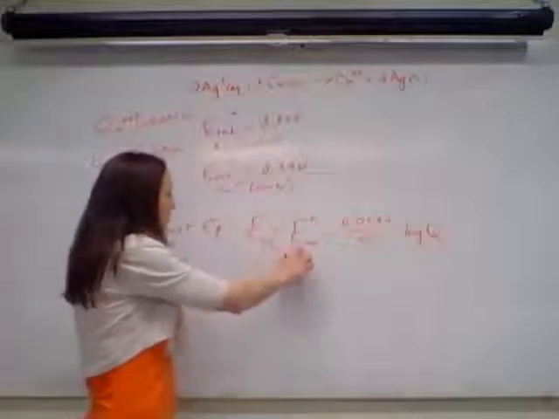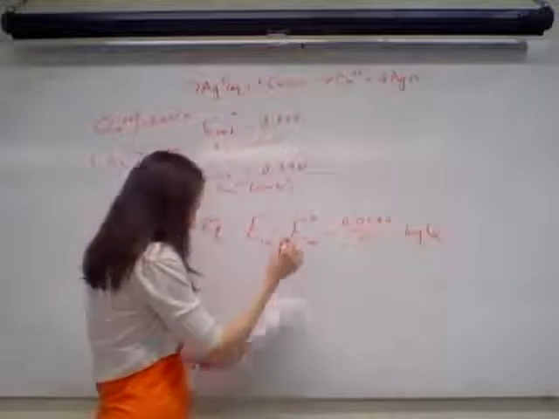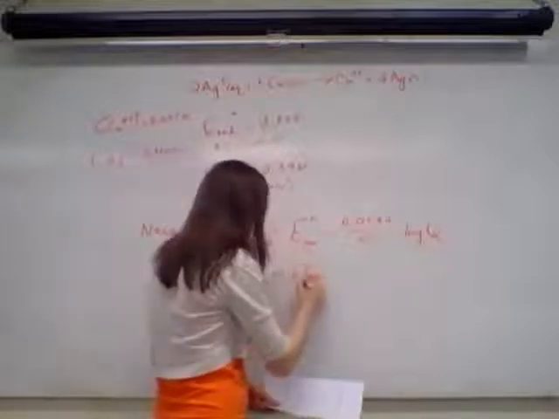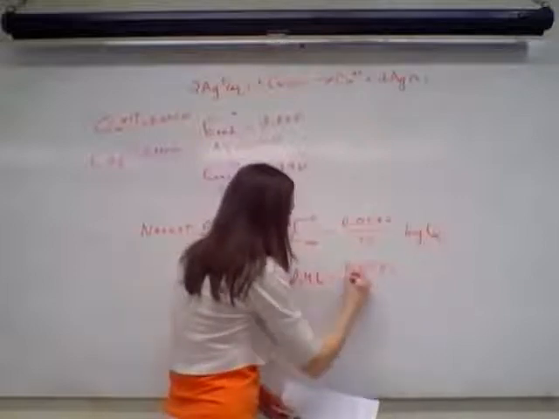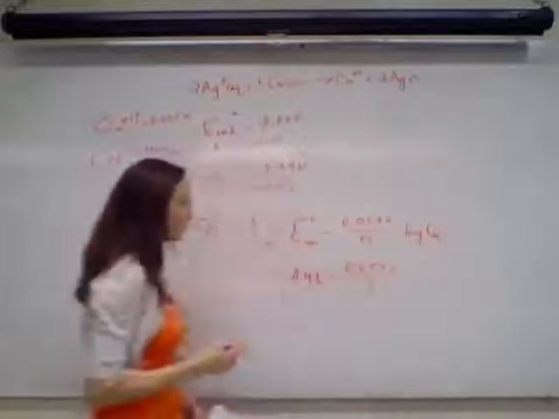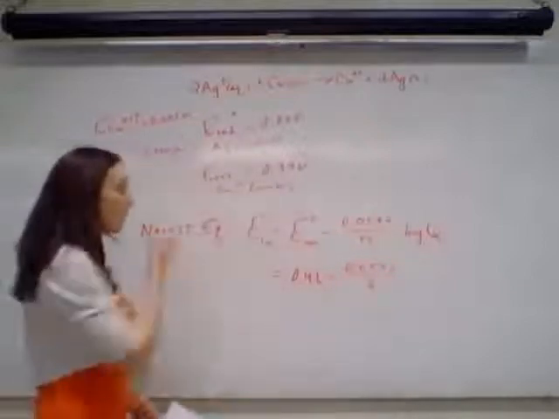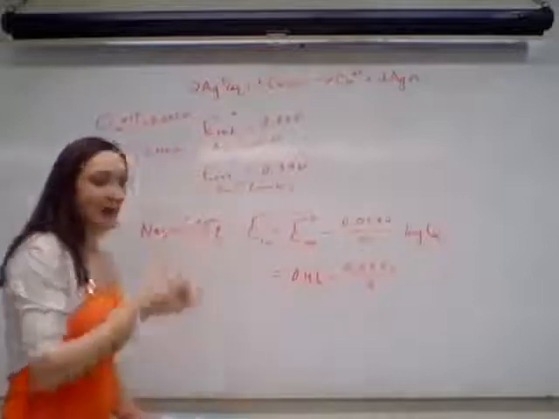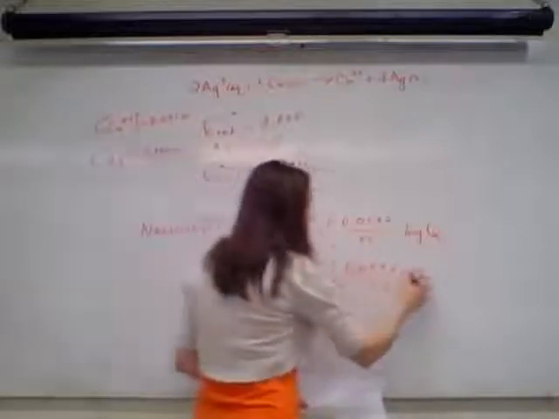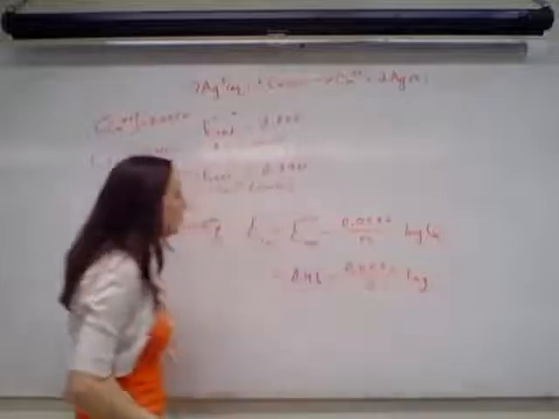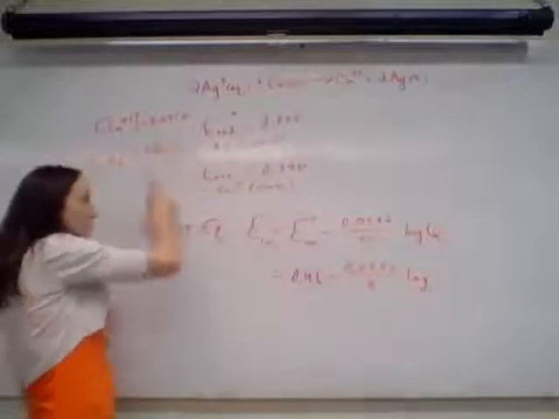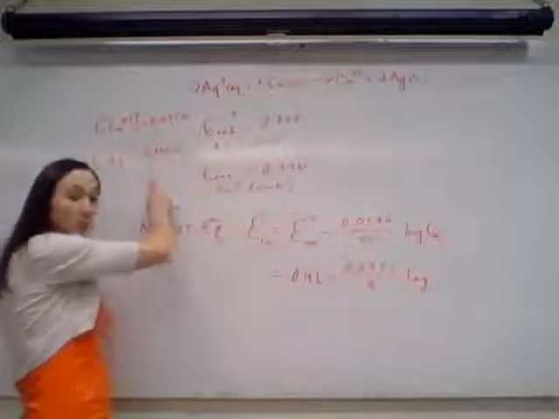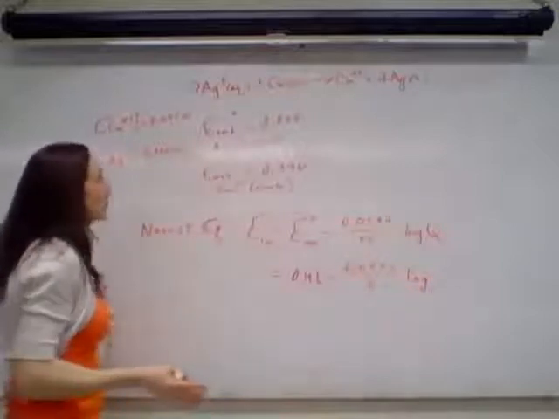The Ecell, we just found that, so that we said was 0.46. The n value, well, that's the same that we've already discussed for this reaction, that's 2. We can see that from the balanced half reactions before we added them together. Then we need the log of Q. Okay, so Q, again, is the reaction quotient. So with these concentrations, we're going to plug into the equilibrium expression, and that's where Q comes from.